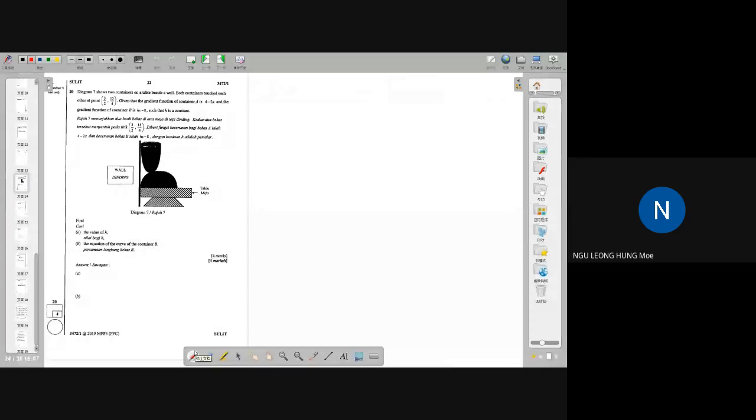The diagram shows two containers touching at point 3, given the gradient function of container A. Darren, I ask you which one is container A and which one is container B? Number 1, number 2. Who says number 1 is A? Reply me E. Who says number 2 is container A? Reply me Y. Everybody has to answer me.